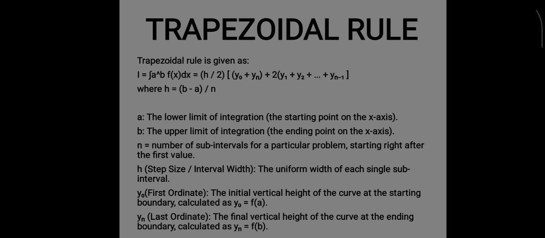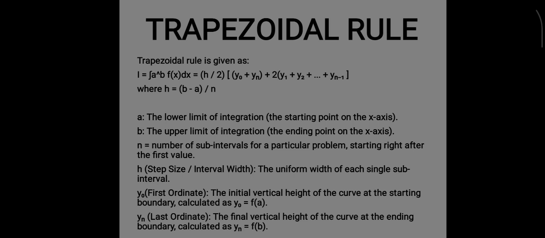Now let's break down the parameters starting from a. A is the lower limit of integration. It is also called the lower boundary, that is the starting point on the s-axis. B is the upper limit of integration, also known as the upper boundary, and it is the ending point on the s-axis. Now n is the number of subintervals for a particular problem. This can also be known as the number of spaces between data points. An illustration is when you raise up your hand, you have 5 fingers, but in between those 5 fingers you have 4 spaces. That is your number of subintervals.